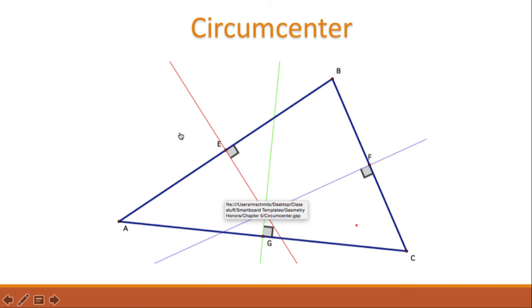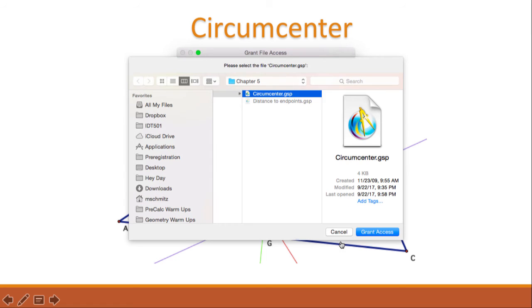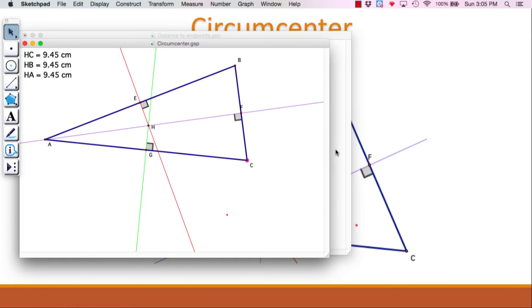When the three perpendicular bisectors of a triangle intersect, they all intersect in one point called the circumcenter. The circumcenter is equidistant from all three vertices of the triangle.